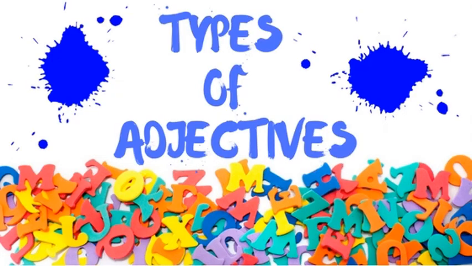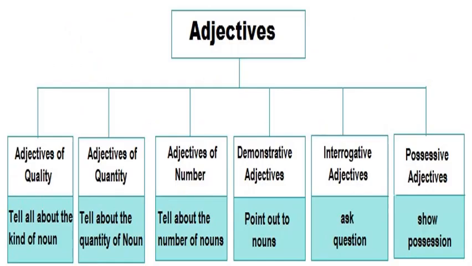Next topic is types of adjectives. There are different kinds of adjectives. So the most commonly used types of adjectives are given over here. First one, adjective of quality. Second, adjective of quantity. Third, adjective of number. Fourth, demonstrative adjectives. Fifth, interrogative adjectives. And the sixth one is possessive adjective.